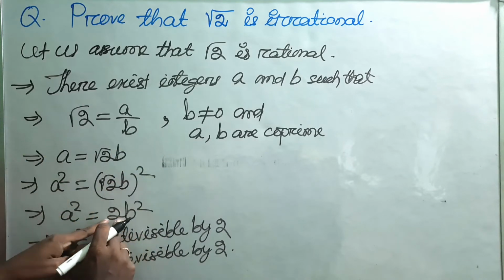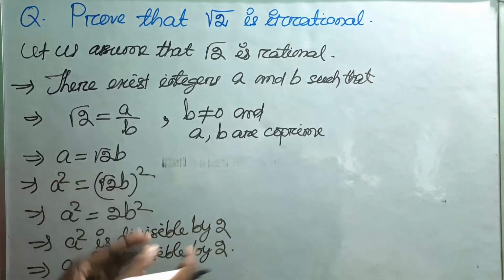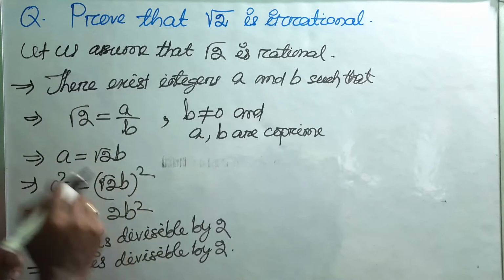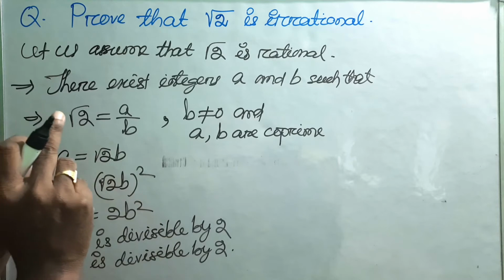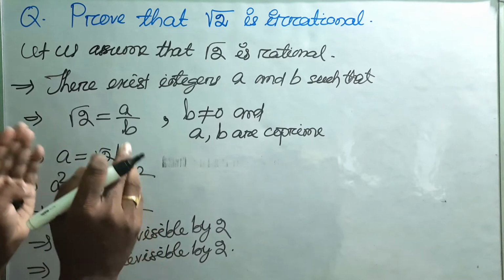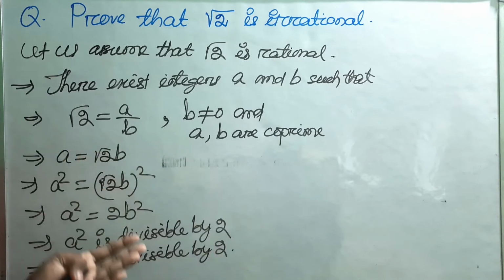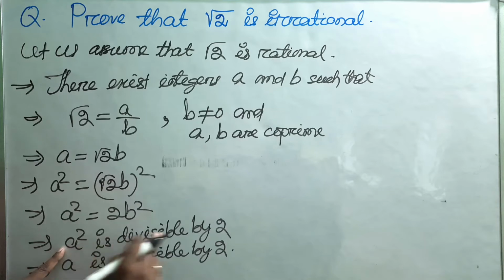When that integer is multiplied with 2, we get an integer which is a multiple of 2. Since a square is equal to 2b square, that means a square is also a multiple of 2. Since a square is a multiple of 2, then obviously it is divisible by 2, because it is a multiple of 2.